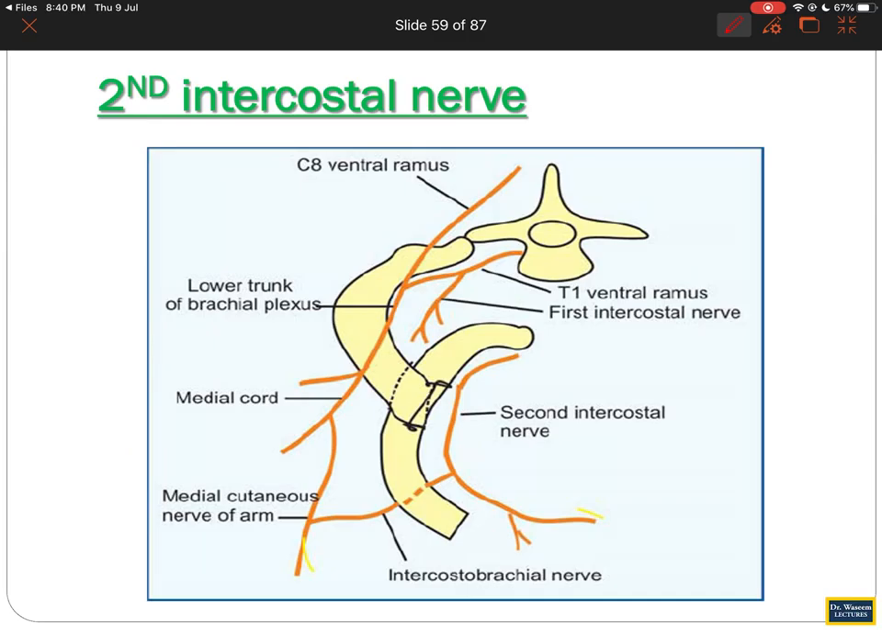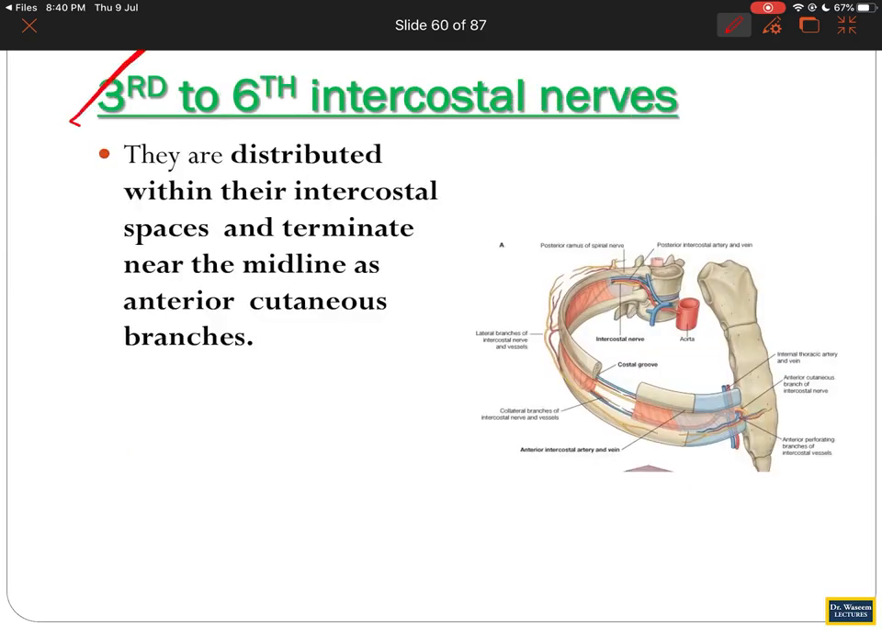The 3rd to 6th are just typical, distributed within their intercostal spaces and terminating near the midline as the anterior cutaneous nerve, like you have seen here. You see this is coming here, and during its course it gives a lateral cutaneous branch. This is no problem, and this is the posterior ramus here. Posterior ramus is never called intercostal. Do not call the posterior ramus the intercostal.